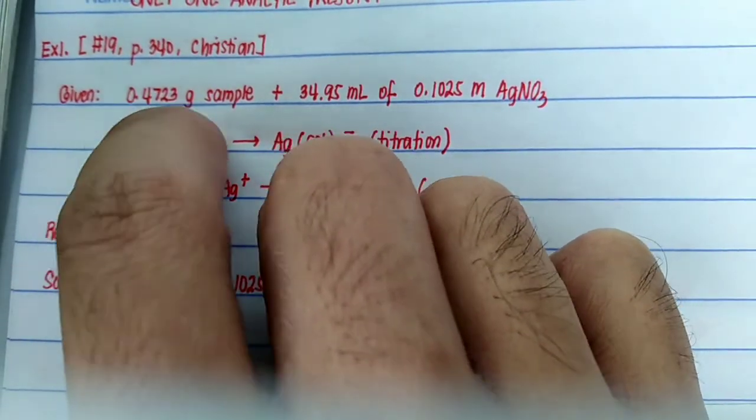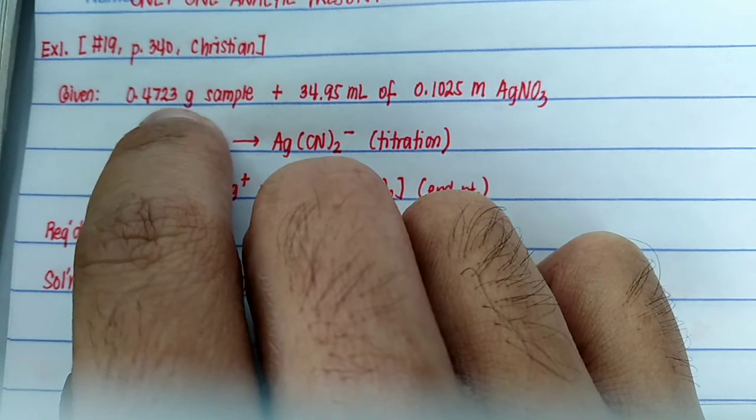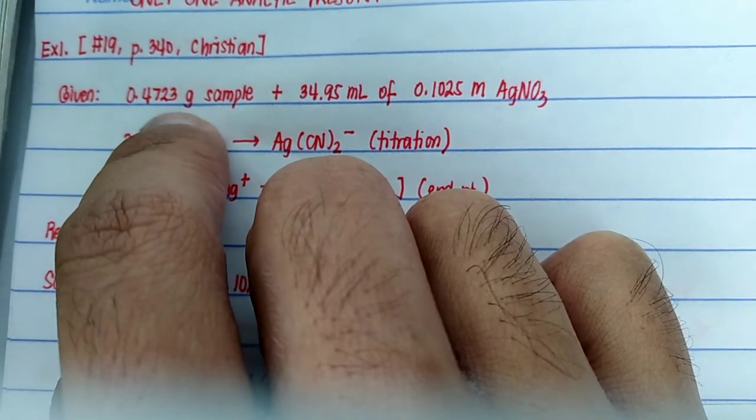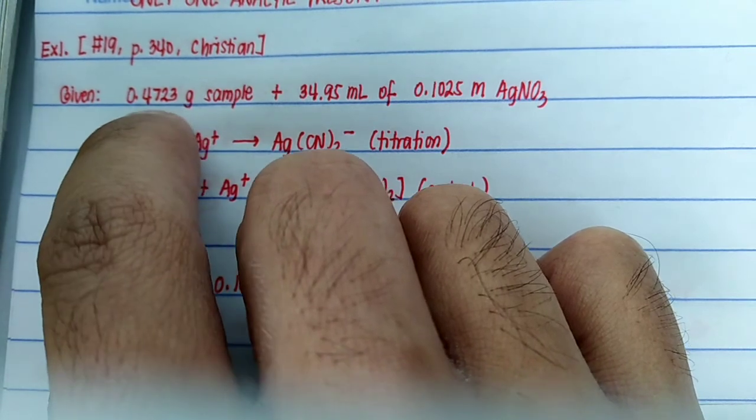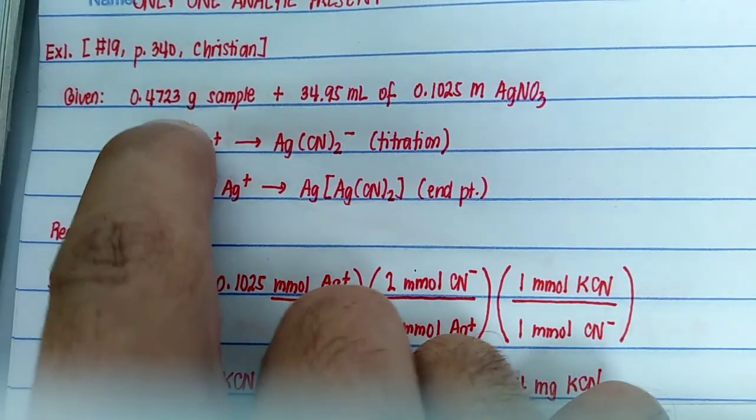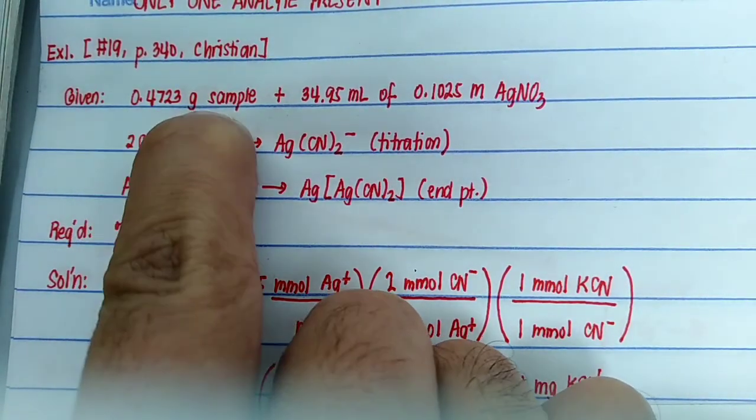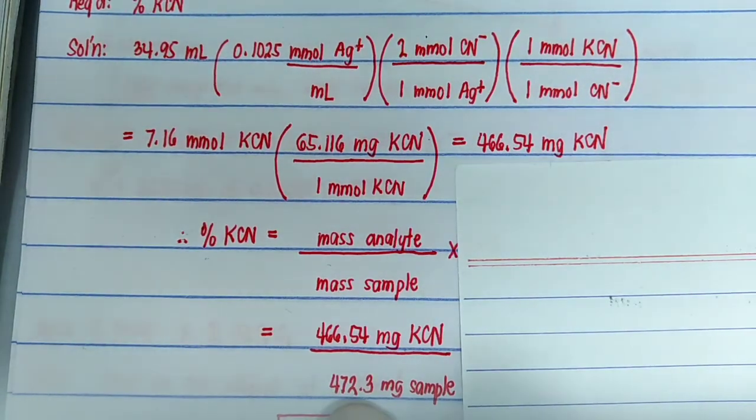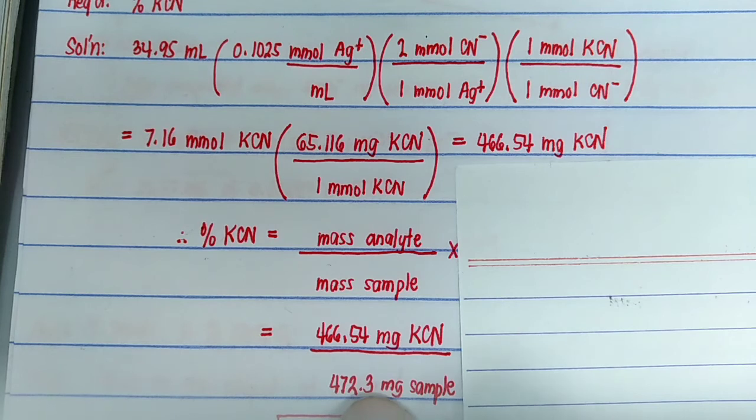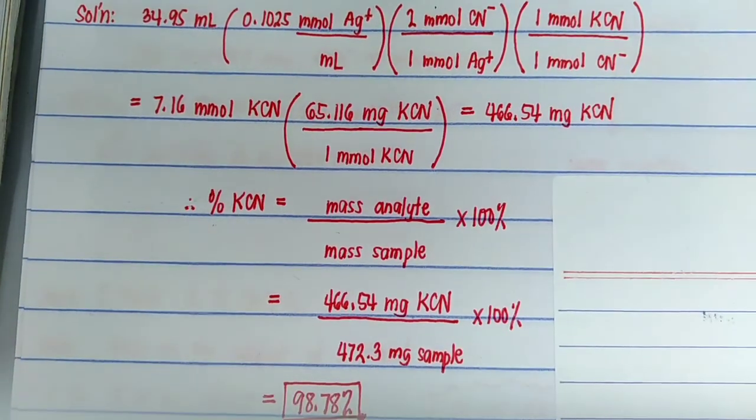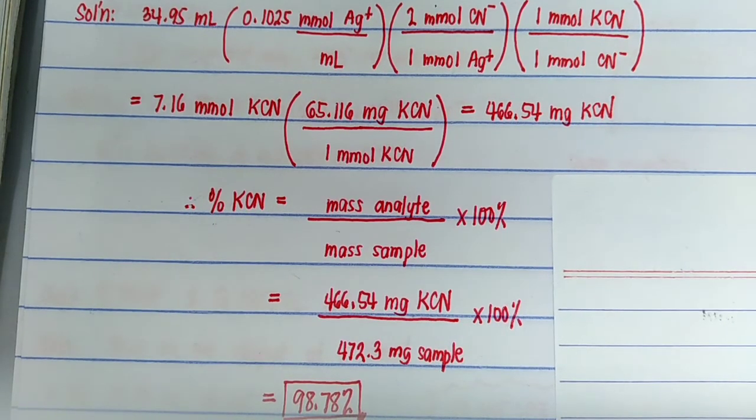What I like to do is I just try to convert mentally already the grams into milligrams. If you are having difficulty with that one, you just simply have to multiply the grams by 1,000. That way, from this gram of sample, you're able to obtain the milligram of sample. Now divide the 2 times 100% gives us our answer of 98.78%.